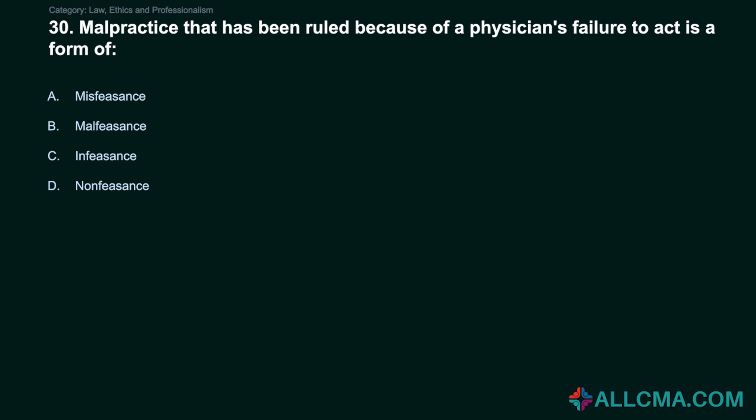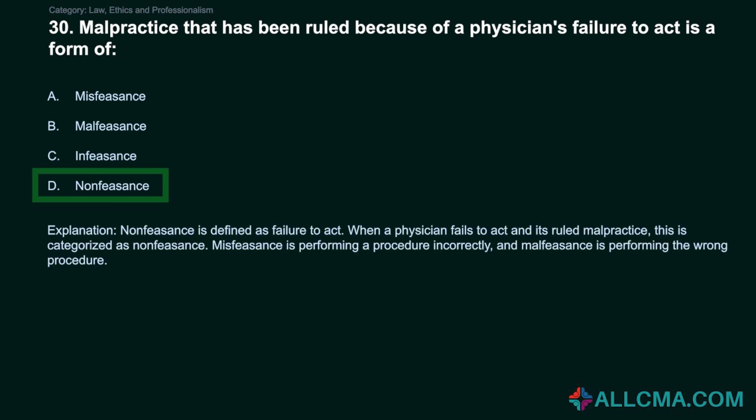30. Malpractice that has been ruled because of a physician's failure to act is a form of A. Misfeasance. B. Malfeasance. C. Infeasance. D. Nonfeasance. Correct answer, D. Nonfeasance. Nonfeasance is defined as failure to act. When a physician fails to act and it's ruled malpractice, this is categorized as nonfeasance. Misfeasance is performing a procedure incorrectly, and malfeasance is performing the wrong procedure.